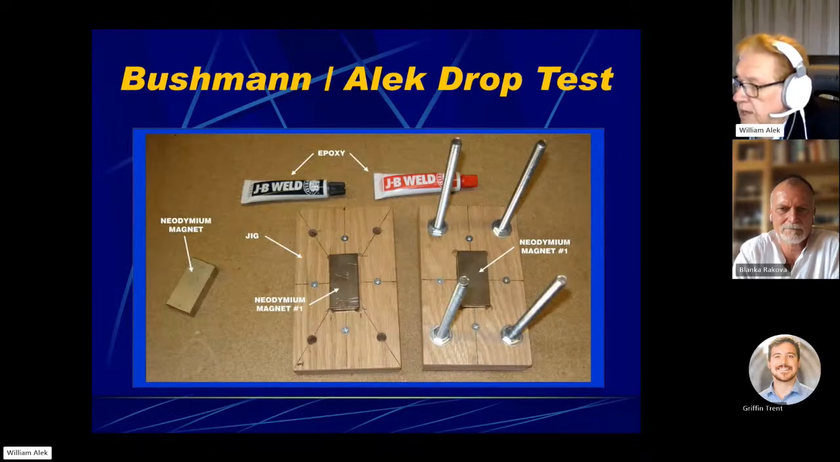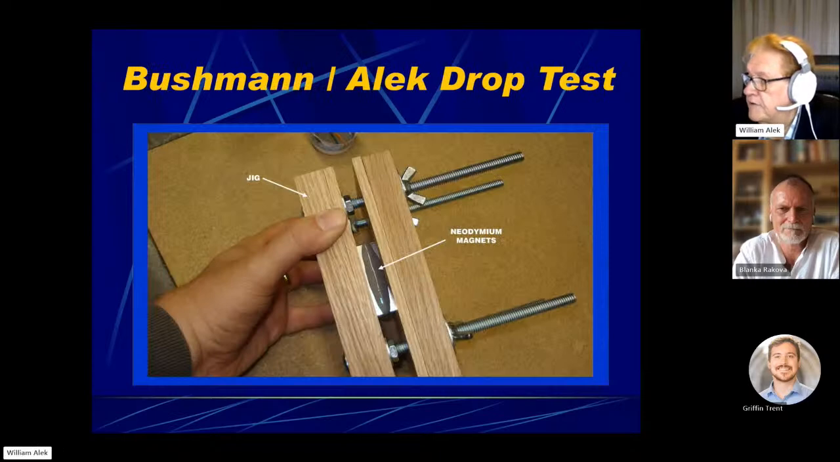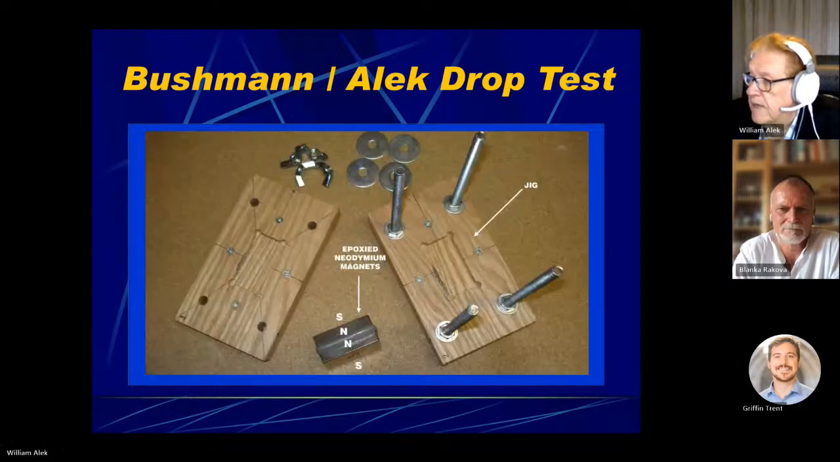And so here we have it. This is how you make the device. You have two neodymium magnets, and you set up this jig here to force them together. And you actually epoxy them. You can use JB Weld epoxy on these magnets. And there's the jig forcing the magnets together, and there's the magnet assembly.